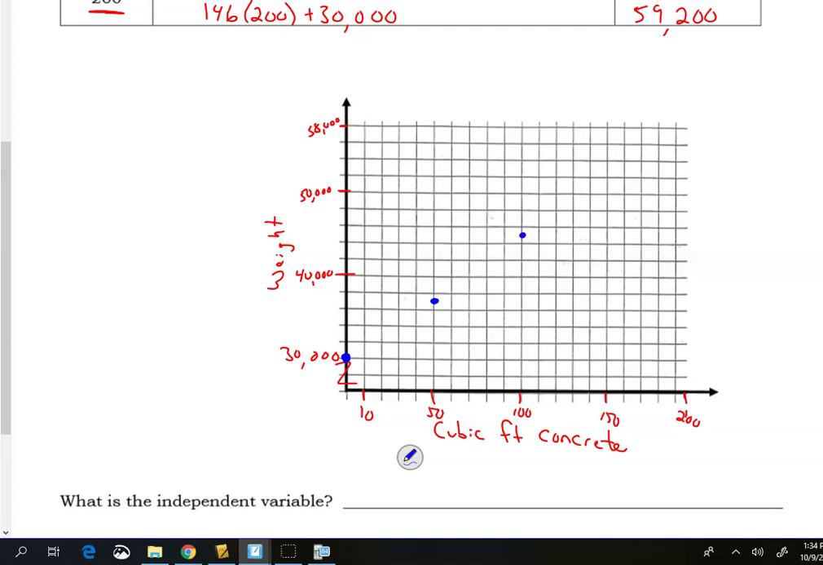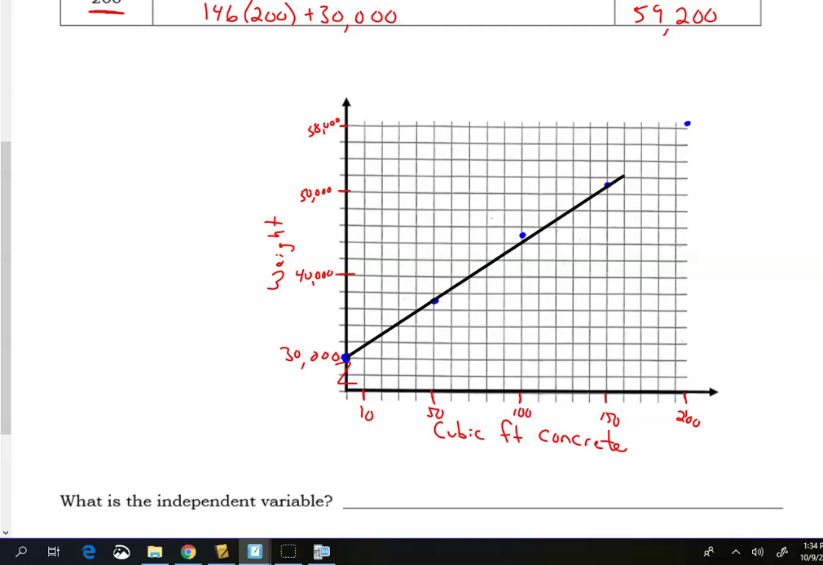Then 150 was 51,900. So I'm going to go up to 51,000. And then at 200, I had 59,200. So just right there. Now, here's the thing with this situation.